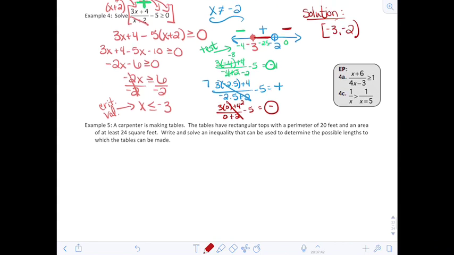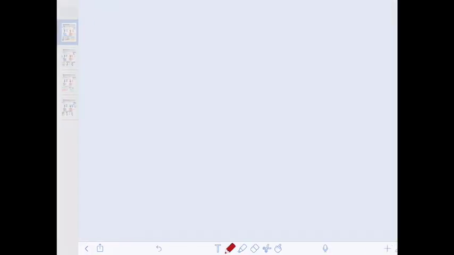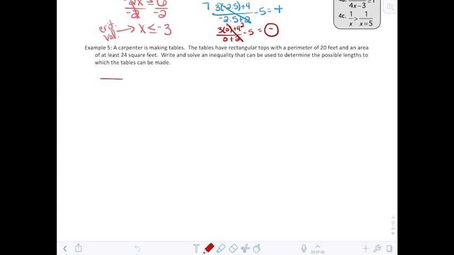So one last question. We're going to do an application problem. All right, a carpenter is making tables. The tables have rectangular tops, so I'm going to make a rectangle. Okay, that's pretty rectangular for me. The perimeter is 20 feet, and the area is at least 24 square feet.